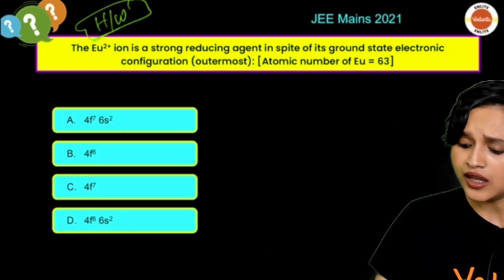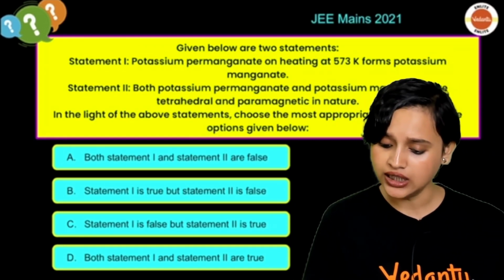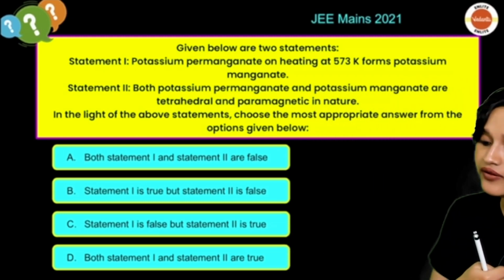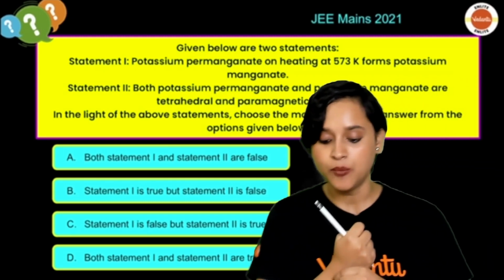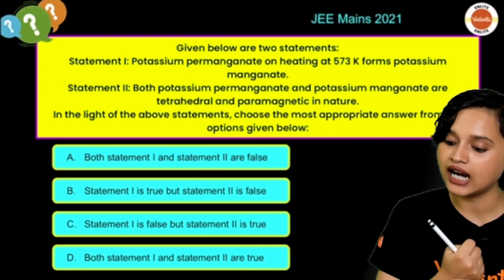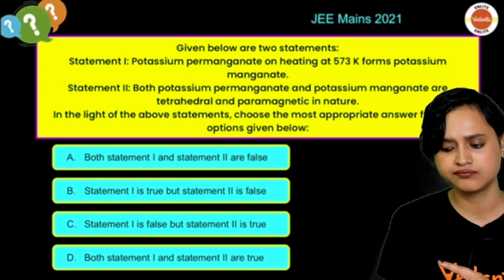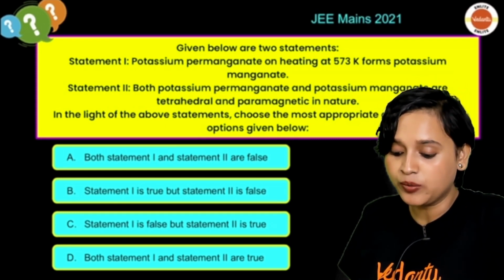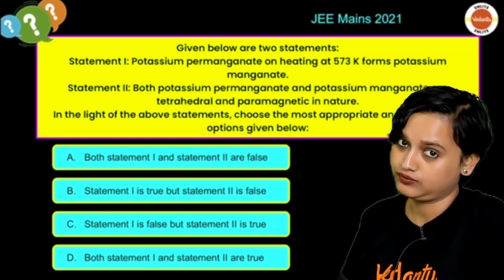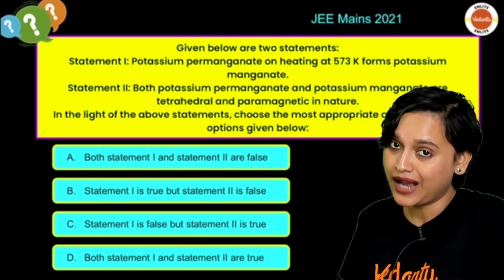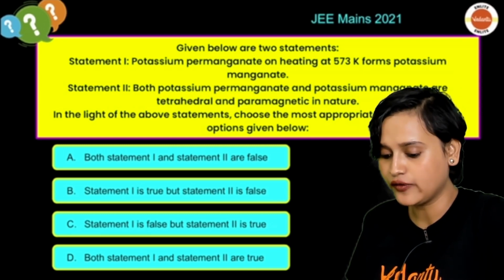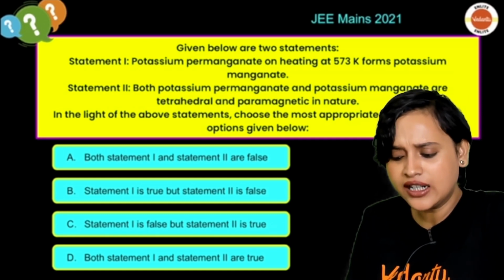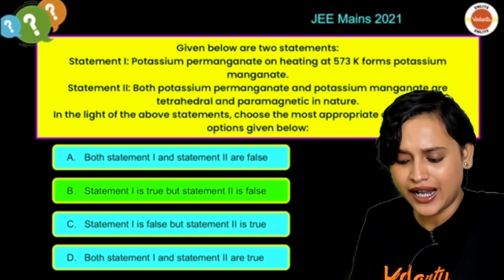Chalo. Moving on from here, there is another question. Okay, this we will be able to do. Potassium permanganate on heating at 573 Kelvin forms potassium manganate. Both potassium permanganate and potassium manganate are tetrahedral and paramagnetic in nature. In the light of the above statement, choose the most appropriate answer from the options given below. What do you think? Potassium permanganate on heating at 573 Kelvin forms potassium manganate. That does seem right? Yes. Both potassium permanganate and potassium manganate are tetrahedral and paramagnetic in nature.